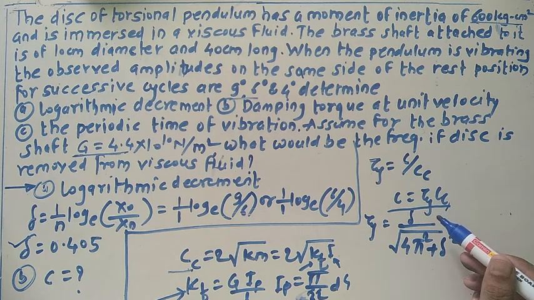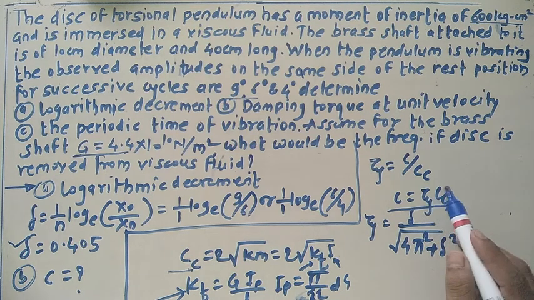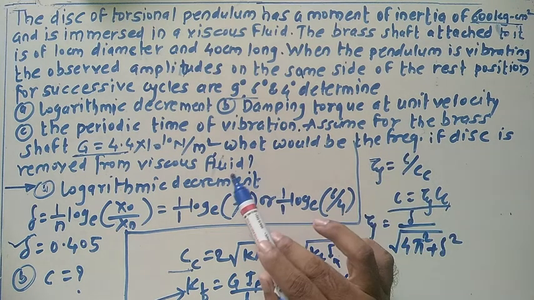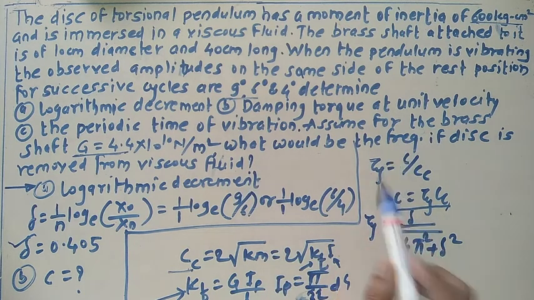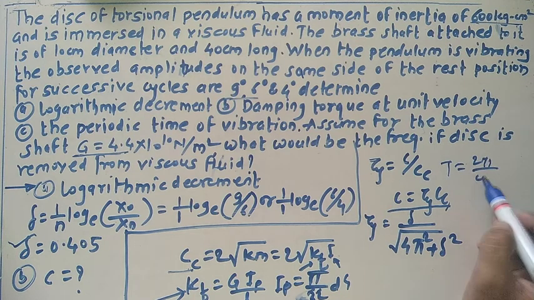Now my next target is to get the value for what would be the frequency if the disk is removed from the fluid. You have to find out the value for the frequency. For that, we know this relation T equals 2 pi divided by omega d, meaning you need to do calculations for the damped natural frequency.